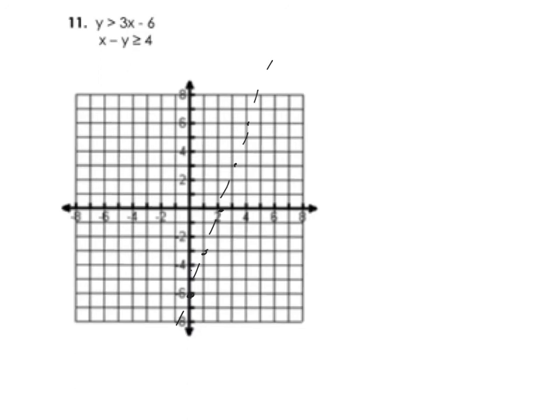Then I have to figure out which side to shade, so I'm going to test 0, 0. I get 0 is greater than negative 6, and that is true. So I'm going to shade the left side.